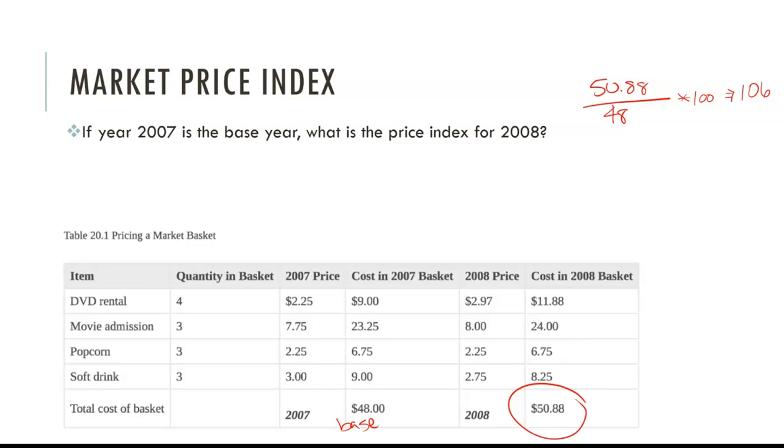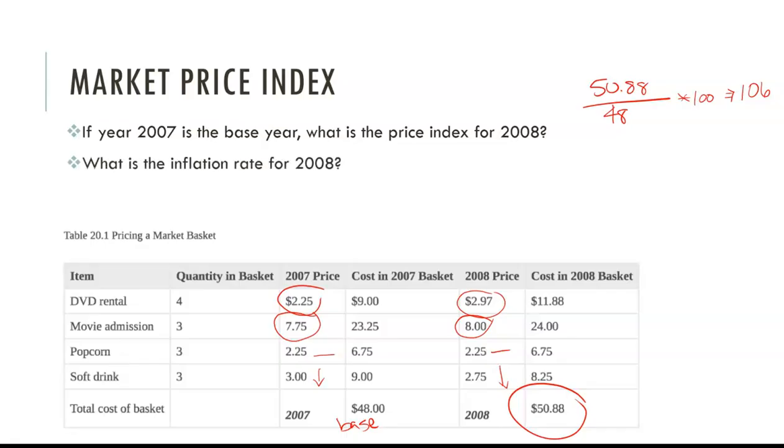Now, if you notice here in the prices, DVD price went from $225 to $297. Movie admission also increased from $7.75 to $8. Price of popcorn stayed the same, and the price of soft drinks decreased. So we don't have equal price changes. Some stuff is going up, some is down, some is the same, but we have an overall increase in the price.